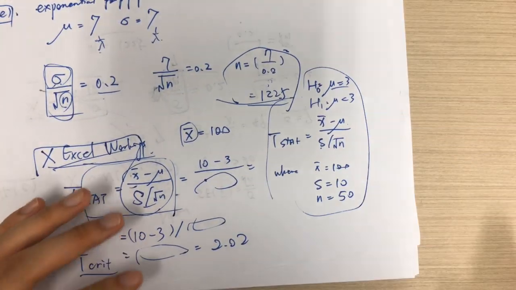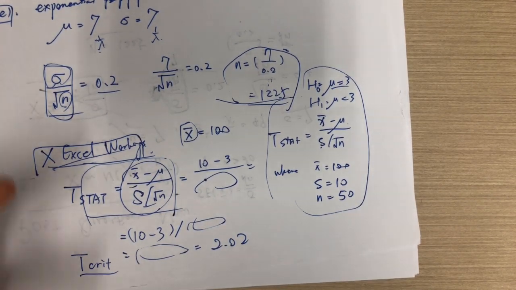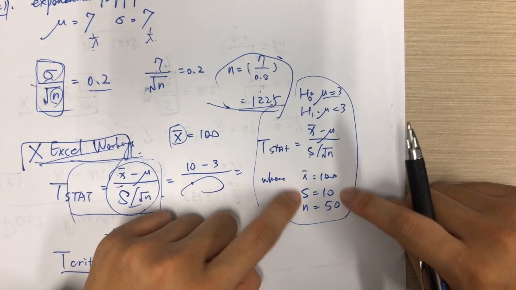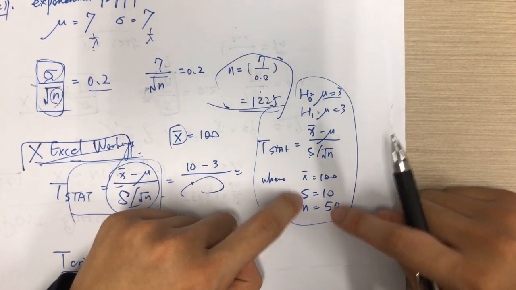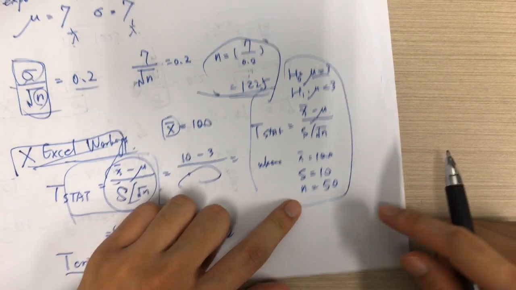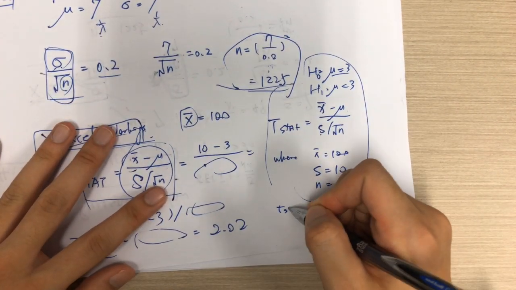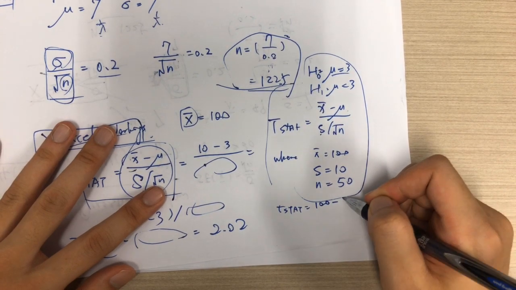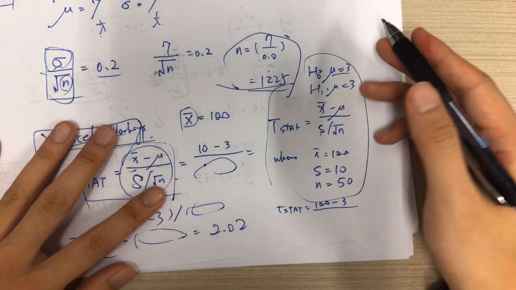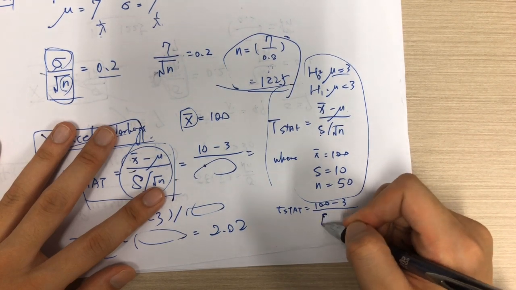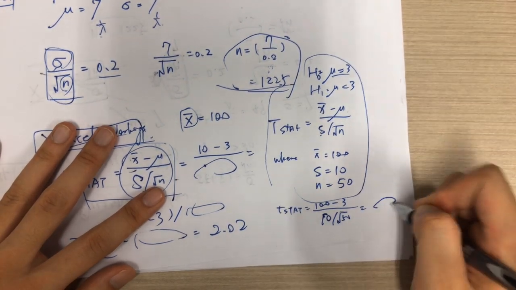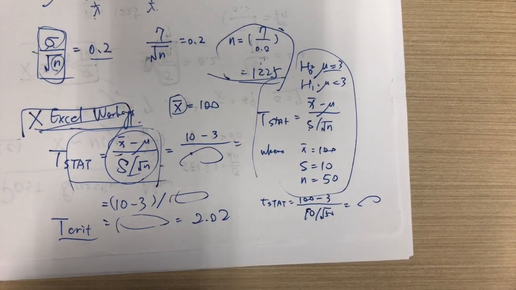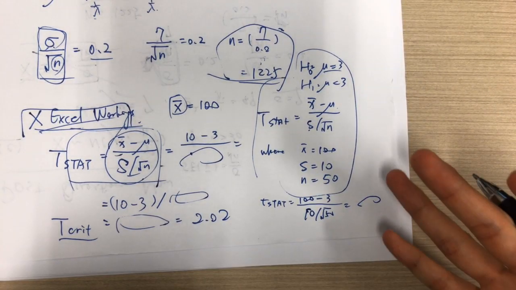In that way, I think you should be able to get full marks because you not only show the formula, but also show that you understand those values and how they are related to the information from the question. And then finally, you can just calculate the t-stat, plug in the numbers, 100 minus 3, divided by s, 10 divided by square root of 50, and get a result, okay? That's pretty much how you should present your answer.